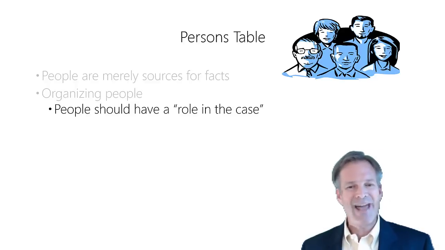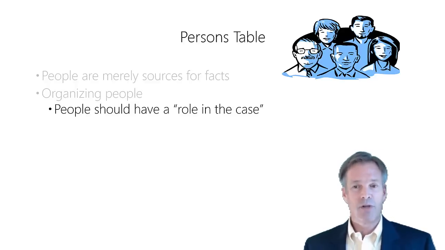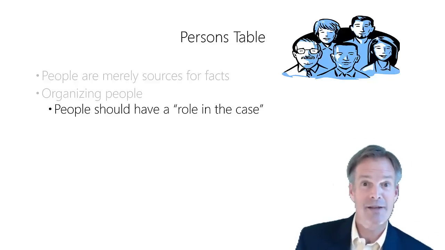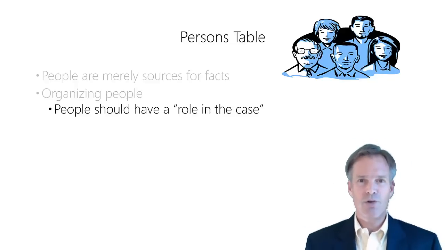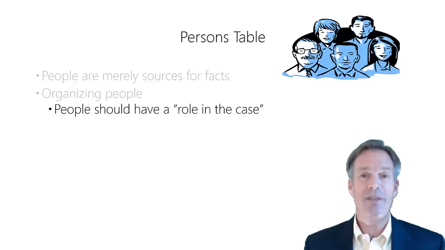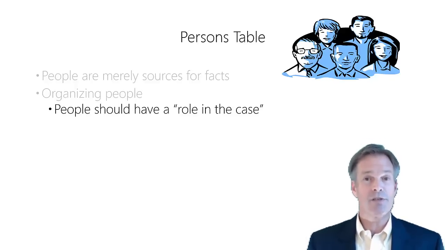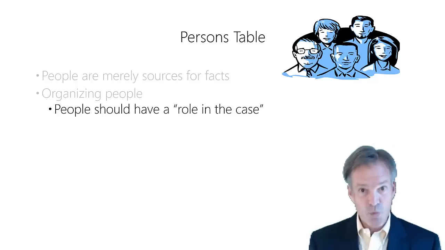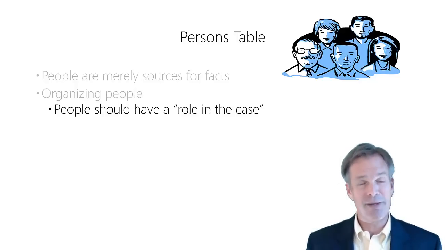Why do you put that on the persons table? Well, you do it because when you look at the persons table and you scan the names of the people involved in the case, you immediately want to remember why Jane Smith is on your table. And she's on there because she is an eyewitness who observed the speed of the defendant's car. So I would put in that role in the case column that she is an eyewitness who saw the speed of the defendant's vehicle.